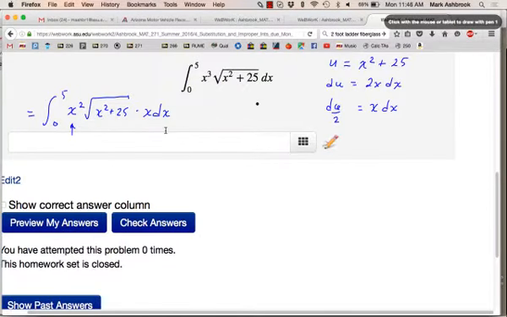It's u minus 25, right? So x squared is u minus 25. What is this? That's what we wanted to make easy, right? Square root of u. And then what's x dx? du over 2.